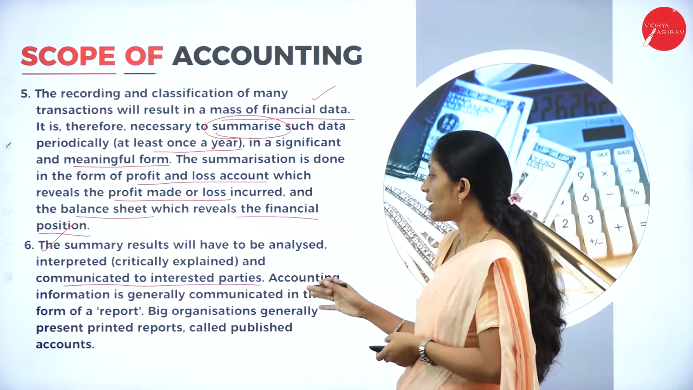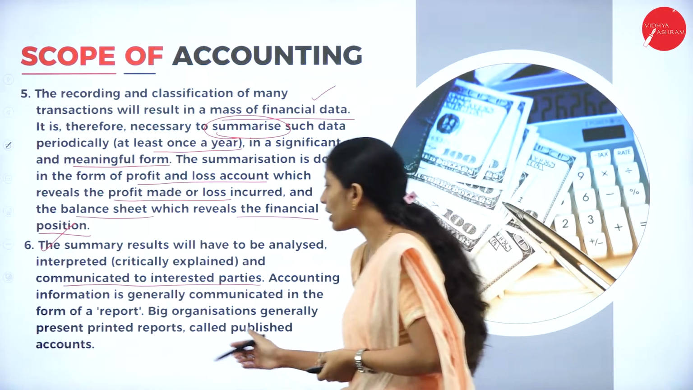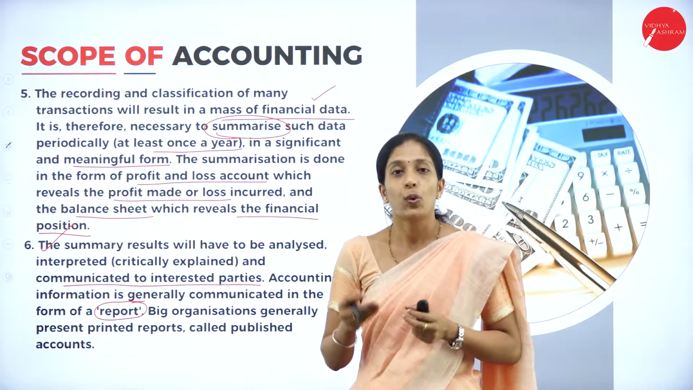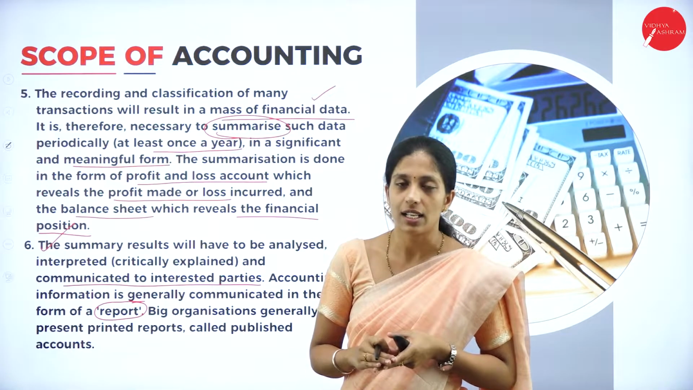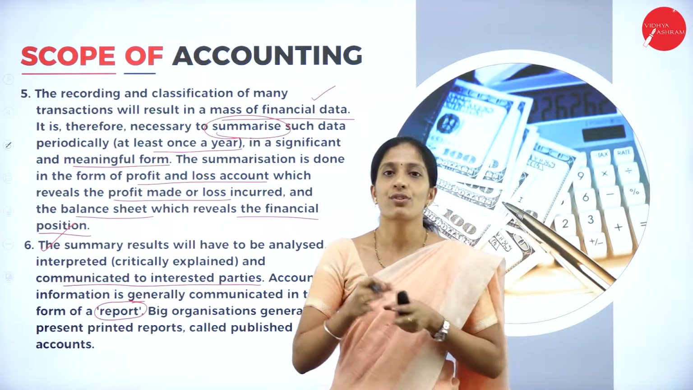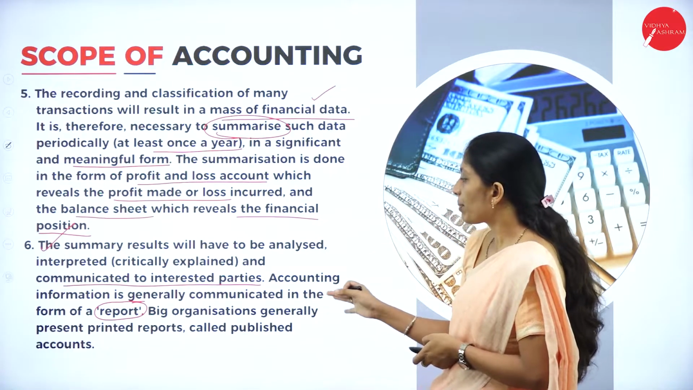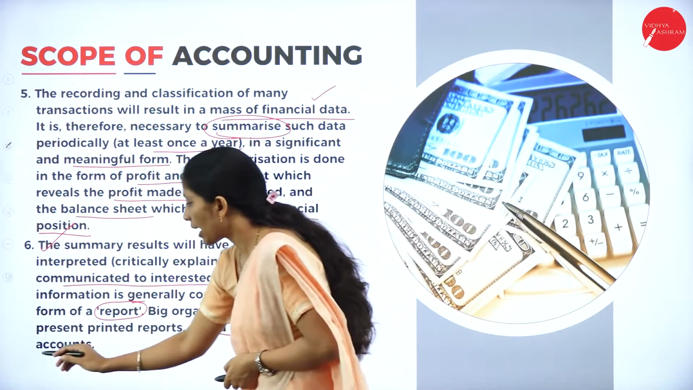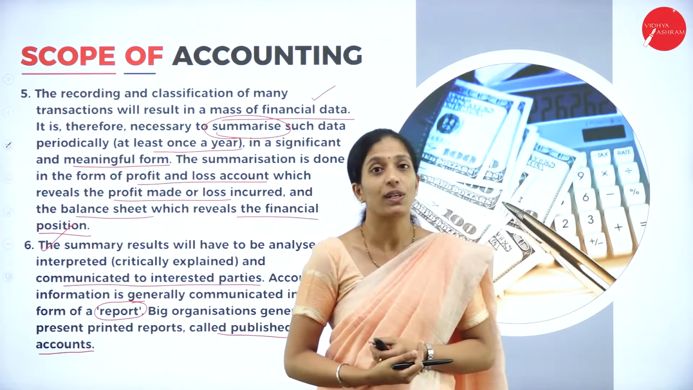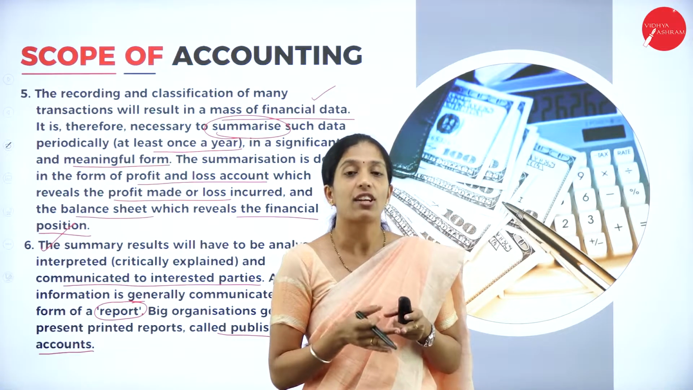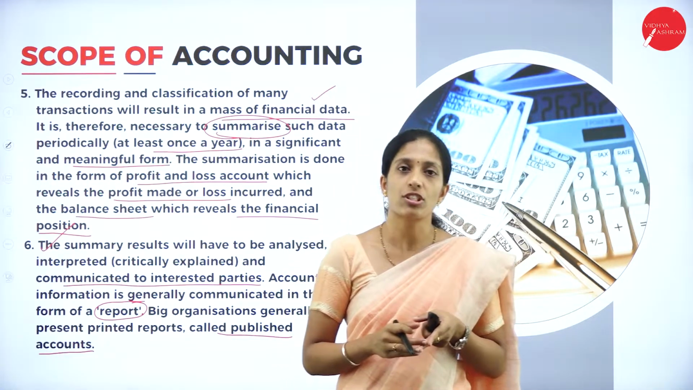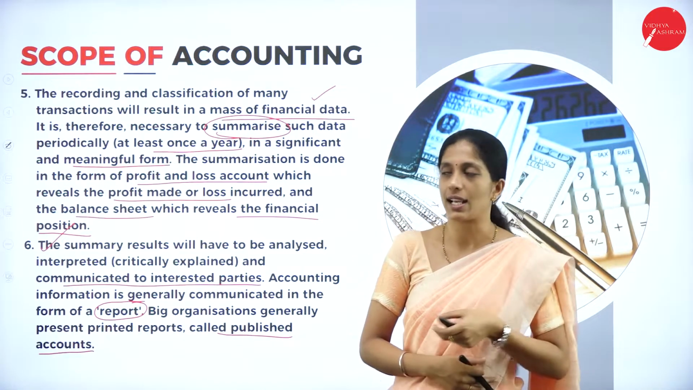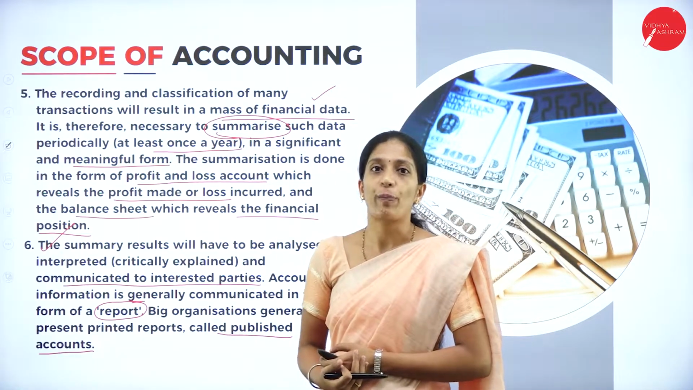Accounting information is generally communicated in the form of a report. So, how are we going to prepare it? We are going to prepare a report which has to be communicated to the respective users. It may be internal users or external users. Big organizations generally present printed reports called published accounts. So, what will the big organizations do? They will publish their financial statements in the form of published accounts, where they are visible to the respective users of the organization. So, these are all the scope of accounting.